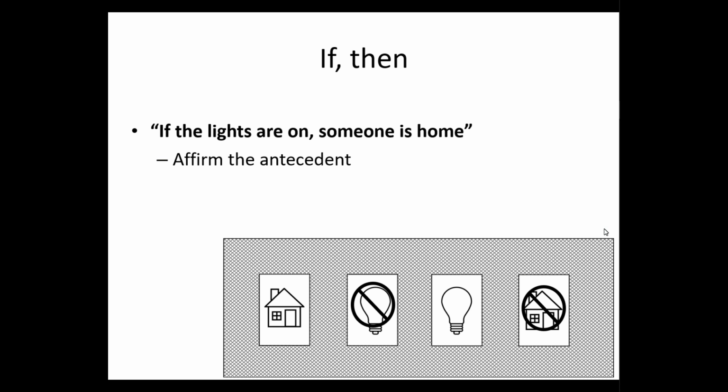Let's see if somebody's home. The light bulb says the lights are on. Let's see if somebody's home. And the house with a not sign over it says nobody's home. Let's see whether the lights are on.